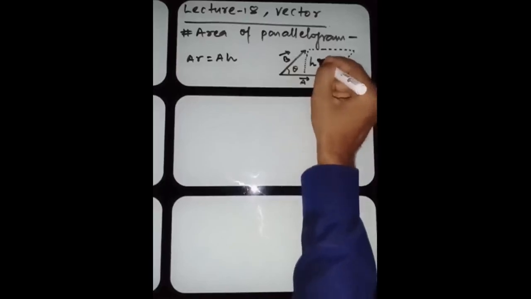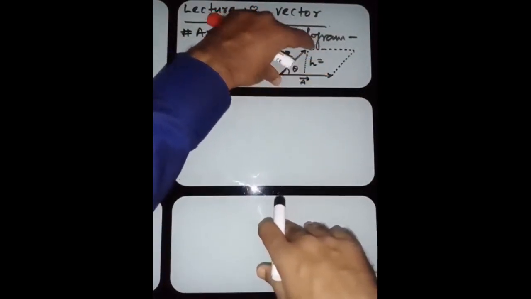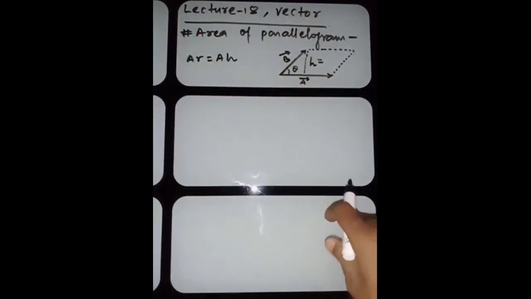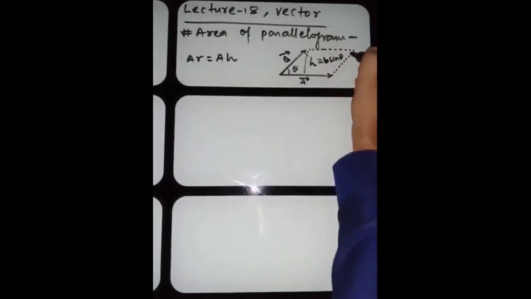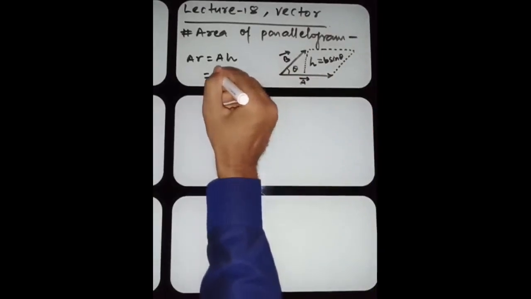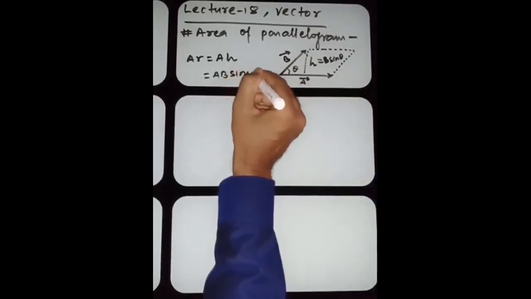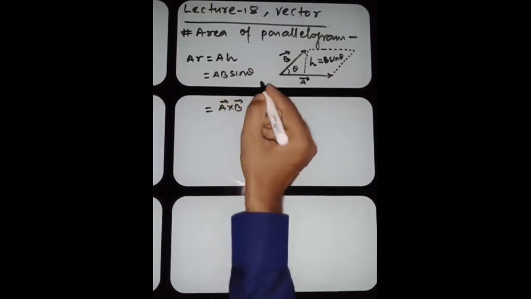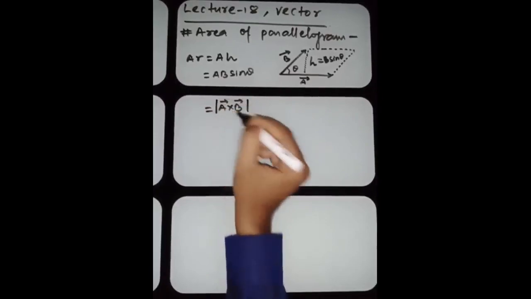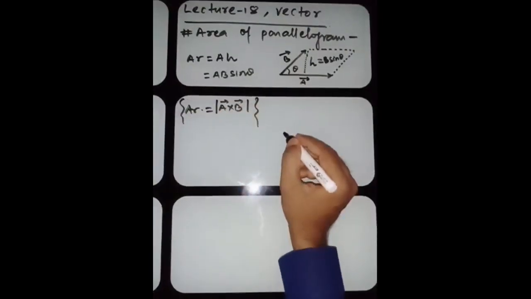Now the value of h: again you will break b into two components here, b cos theta and b sin theta. So h will be b sin theta. Here the area will be a into b sin theta, and it is simply a cross b. But we don't have the unit vector here, so let me put it in magnitude, and this is the formula for the area of a parallelogram.